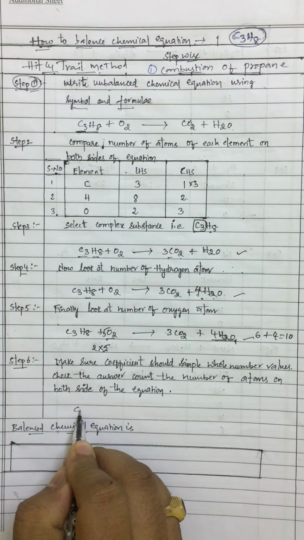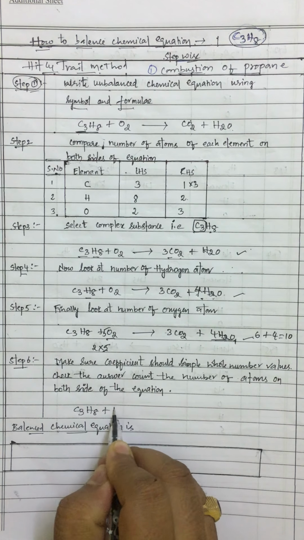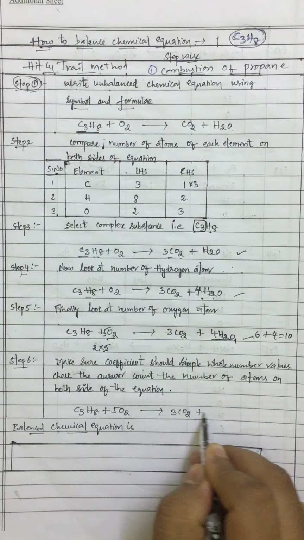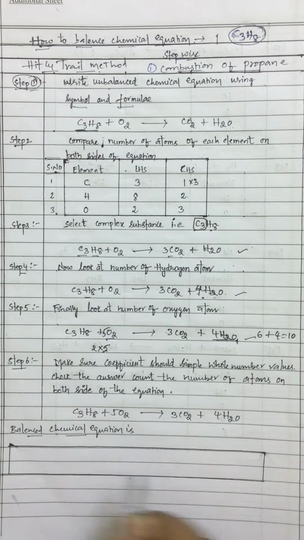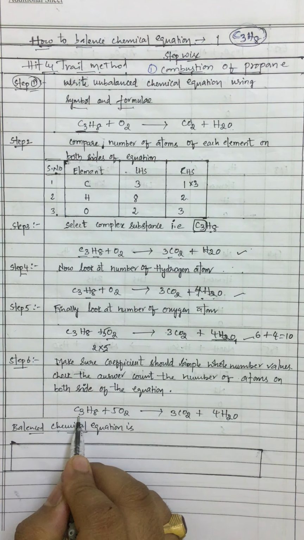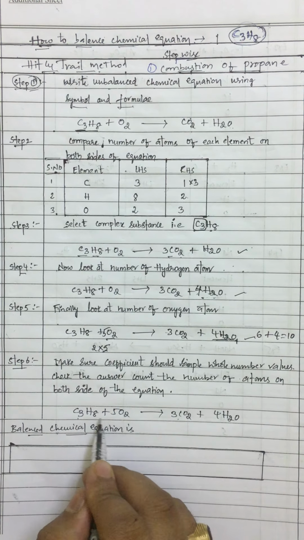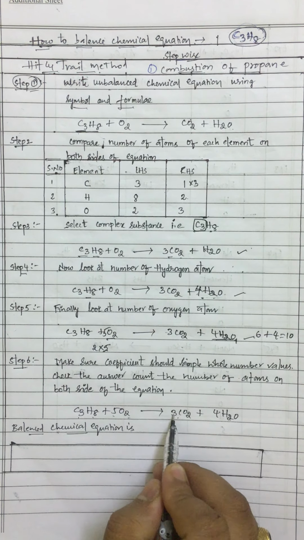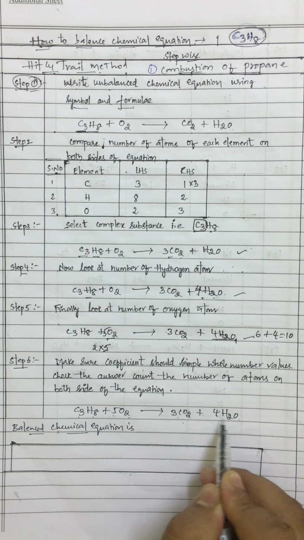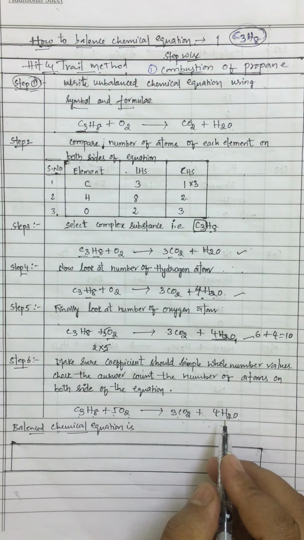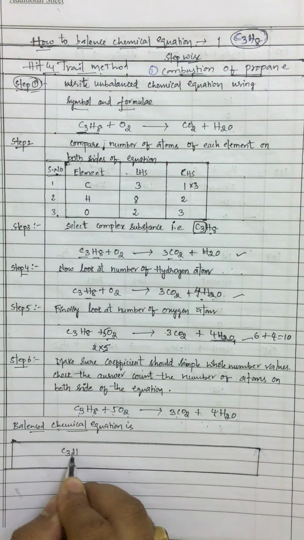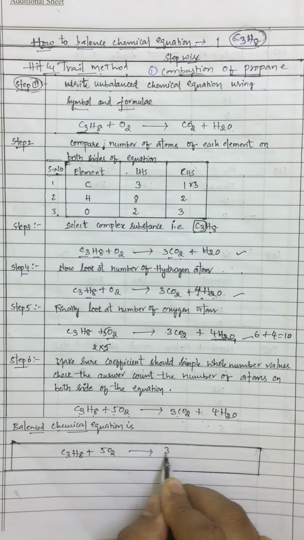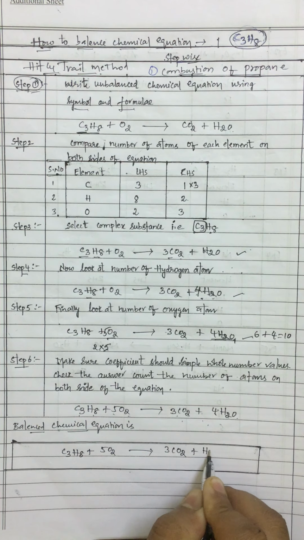So this is what C3H8 plus 5O2 gives rise to 3CO2 plus 4H2O. Hope you have understood this. Number of carbons on the left hand side: 3. Hydrogens: 8. 4 2s are 8. Oxygen: 5 2s are 10. 3 2s are 6 plus 4 1s are 4, total 10. So our balanced equation is C3H8 plus 5O2 gives rise to 3CO2 plus 4H2O.